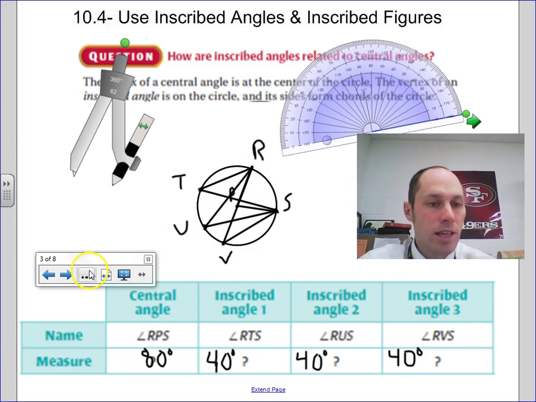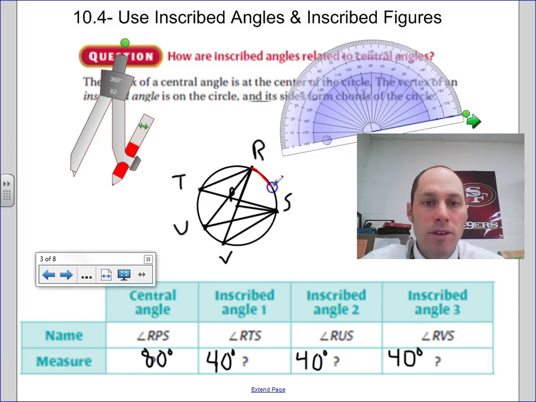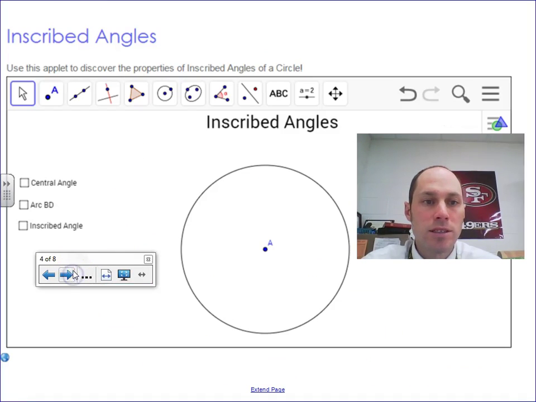And notice that all of these inscribed angles have an intercepted arc of RS. So RTS intercepts arc RS. Same with RUS and RVS. They all intercept the same arc, which is why their measurements are all the same. And so we see the connection there with the central angle and the inscribed angles.